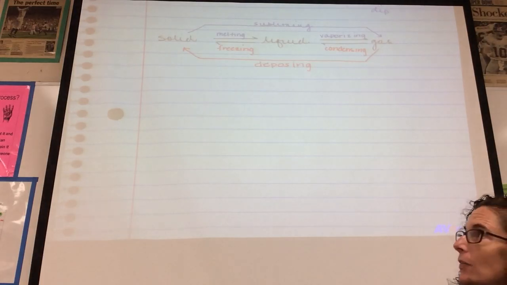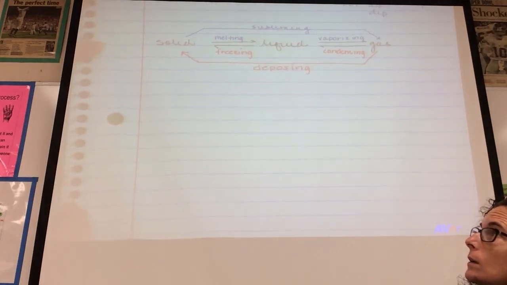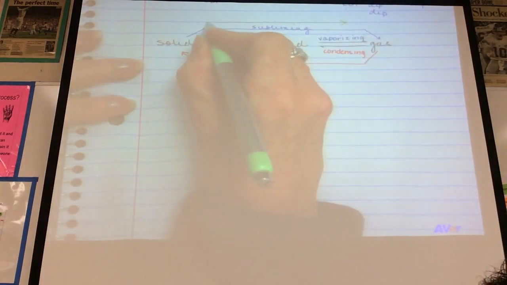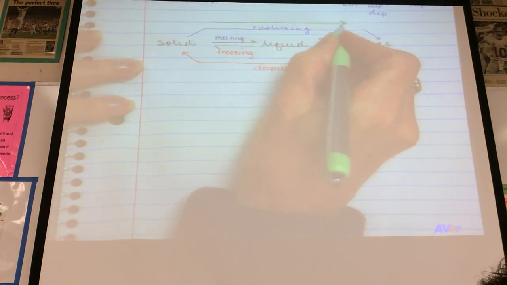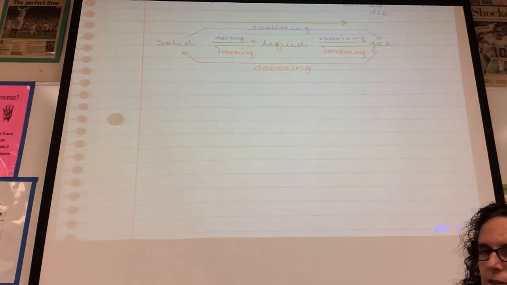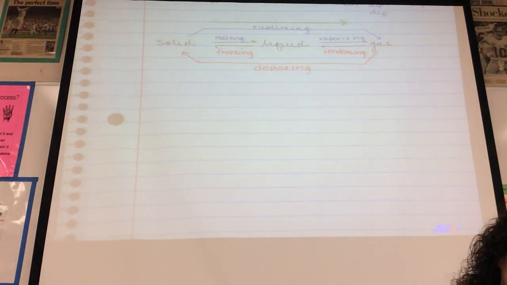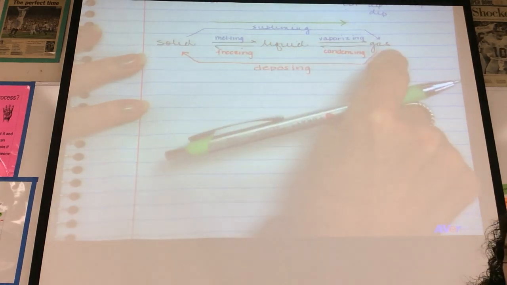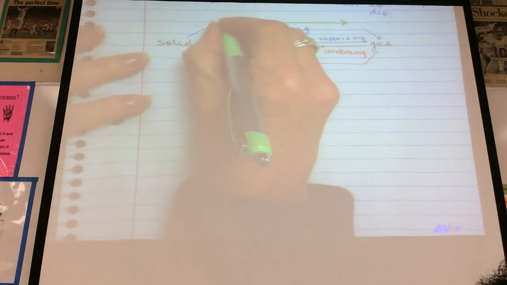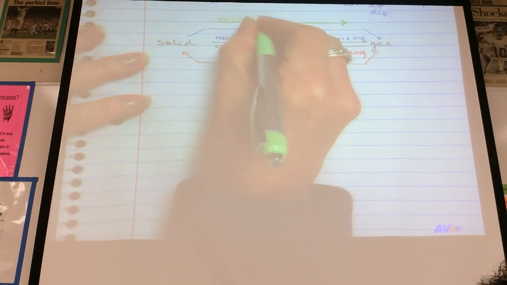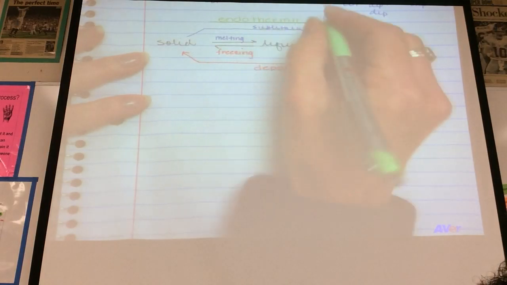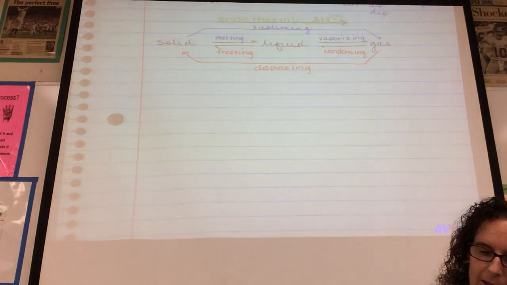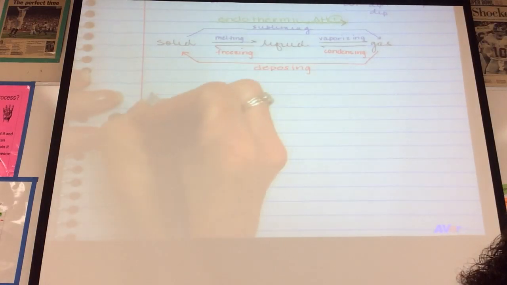All right, now let's think about this. As you go in this direction, these processes along this direction from solid to liquid or liquid to gas are going to be endothermic.